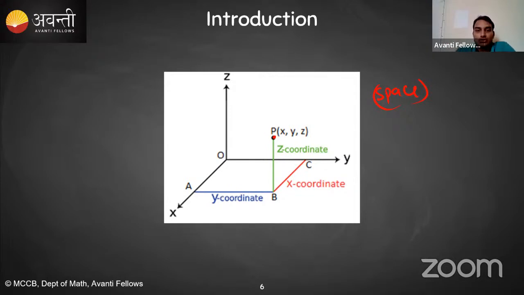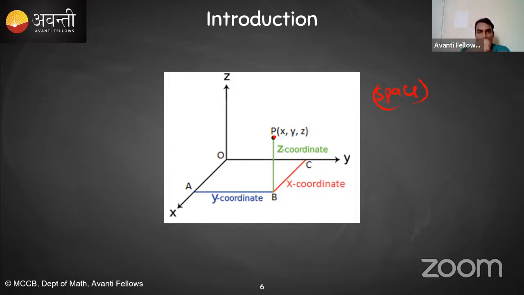Or you can just imagine a corner of your room. Imagine a corner of your room, this is your corner. So this is horizontal, one side is this and another is this, right?